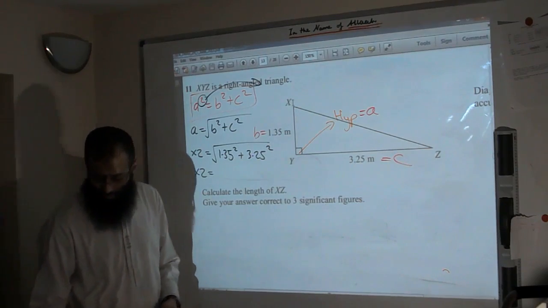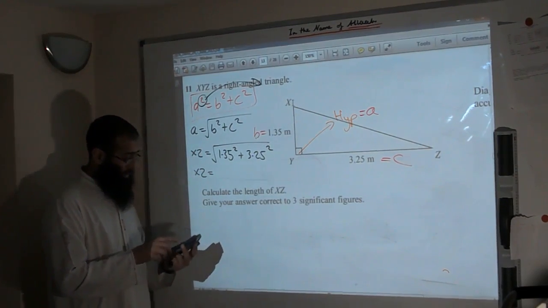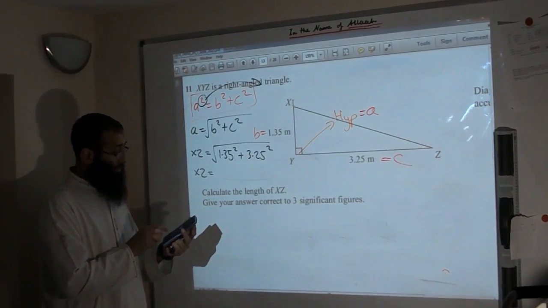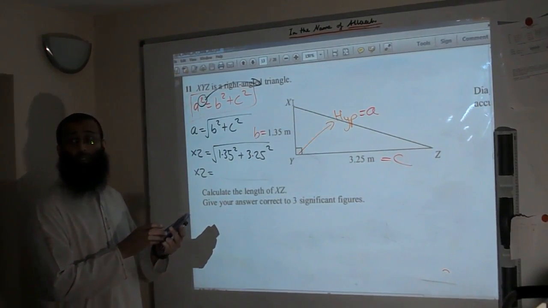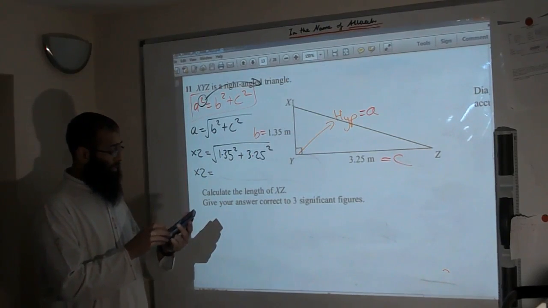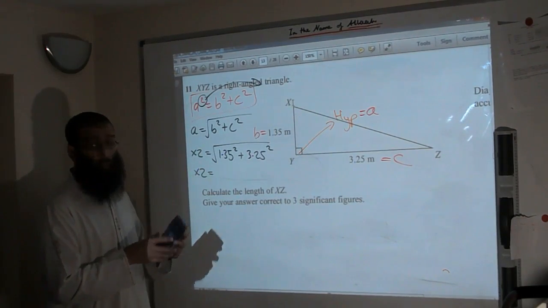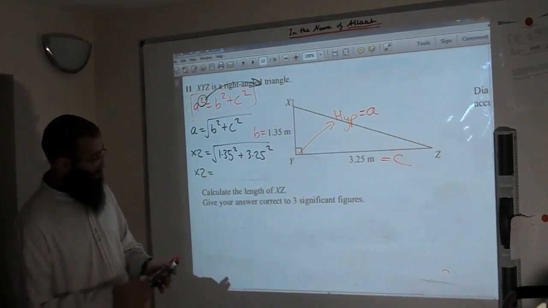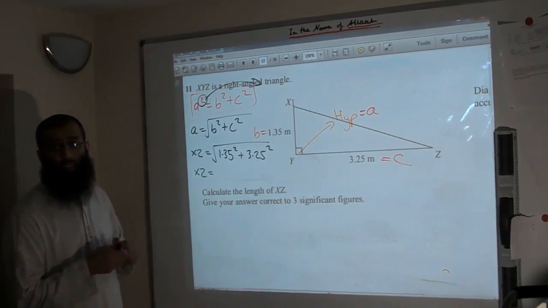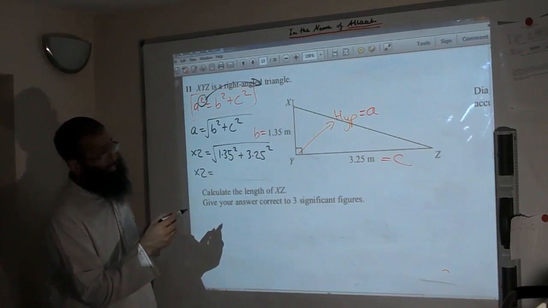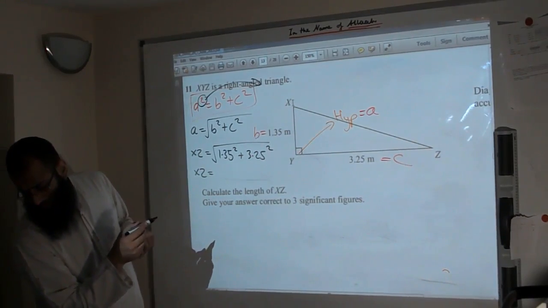Alright, let me have a go at that question. We have square root of 1.35 squared plus 3.25 squared. Has everybody else worked out the same answer? Okay, how do you do that in the calculator? Check your calculation. Check how you put it in. So the answer is 3.519.